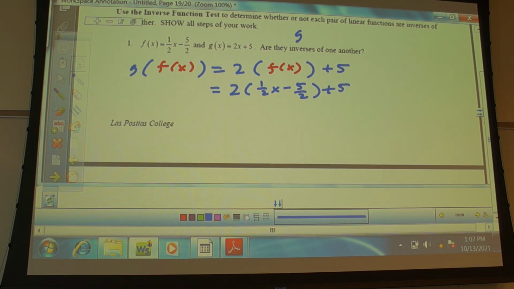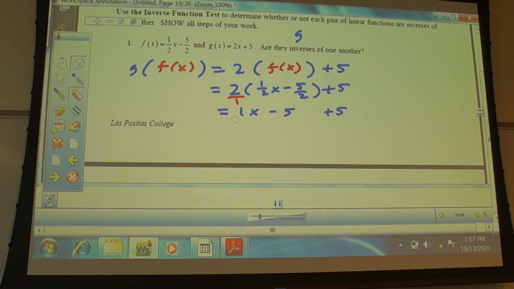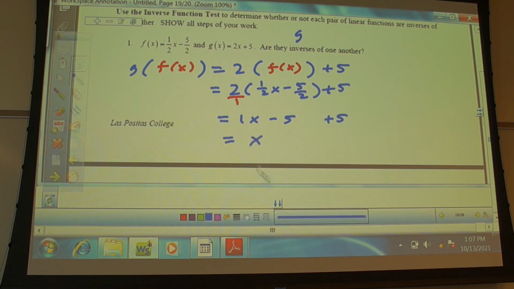And again, you're going to distribute. So this 2 on top will cancel out. This is really 2 over 1. It's going to cancel out the 2 in 1/2, so it just becomes 1x. It's going to cancel out the 2 on the negative 5, so this becomes minus 5. And then you still have the plus 5 on the end. So plus 5 minus 5, those cancel out. I'm just left with x.